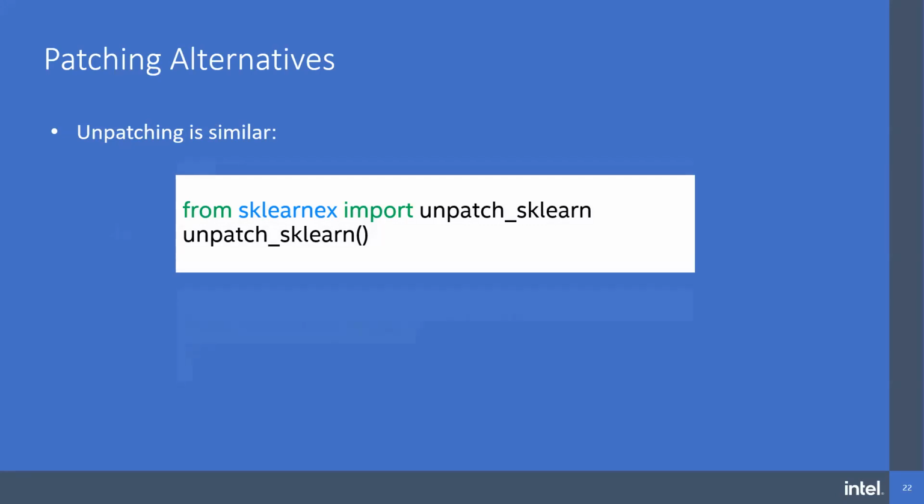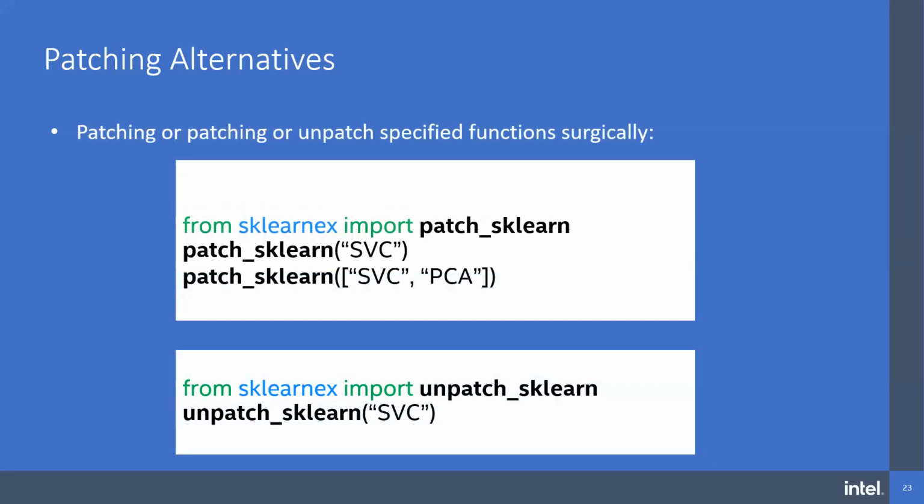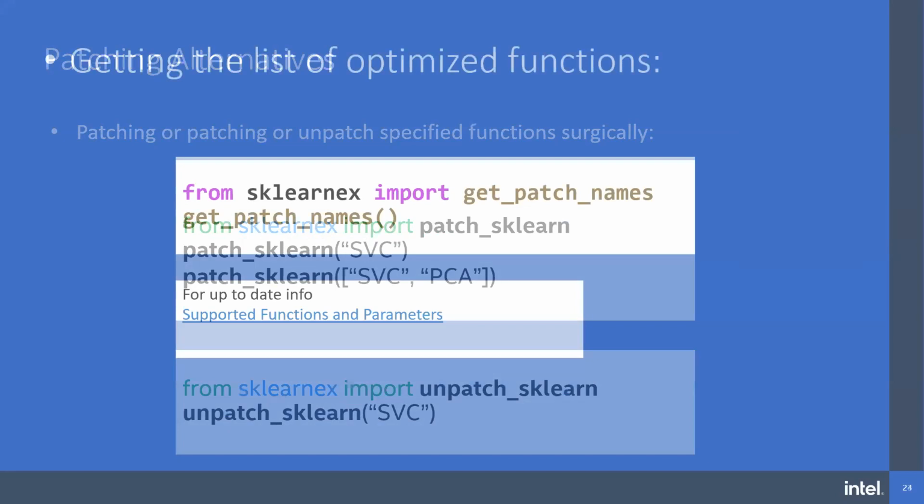You can unpatch, and this looks very similar to the previous line, but just with the prefix "un" in front of it. And now we can unpatch. So you can patch a few cells and unpatch a few cells if you wish. Or you can surgically control it. You can say, I only want you to patch SVC, or I only want to apply the patch to this list of SVC and PCA, or I want you to unpatch a certain thing. Okay, so you have explicit control of the patching mechanism.